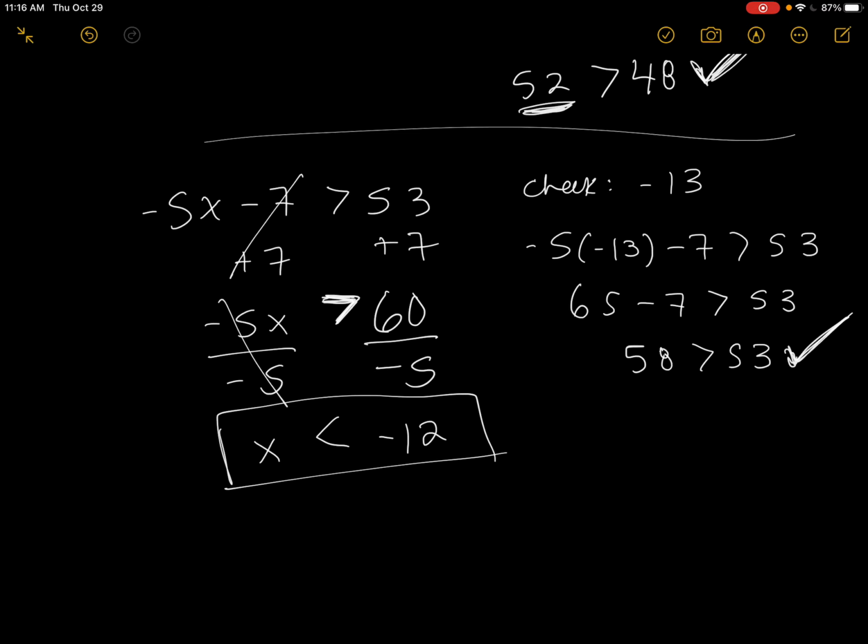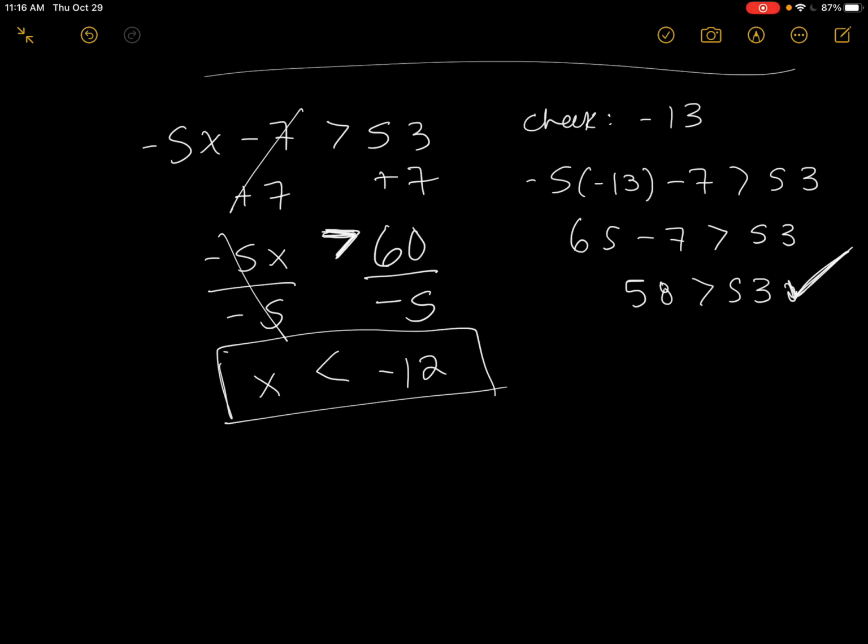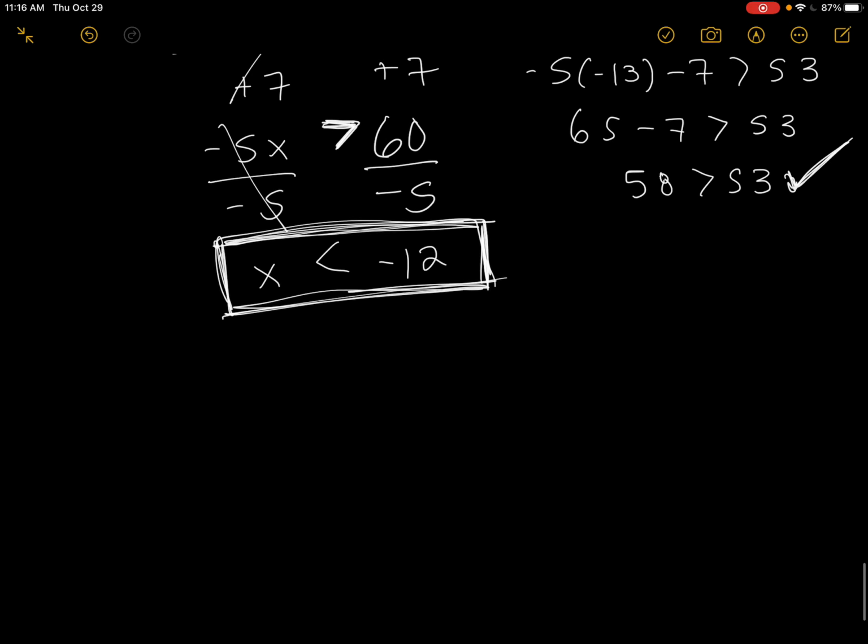Yeah, you can check another. You could check more if you wanted. You could check negative 14, negative 15. But checks are not necessary. That's only if you're unsure or if a problem asks you to check. All right, but otherwise, this is your right answer right here.